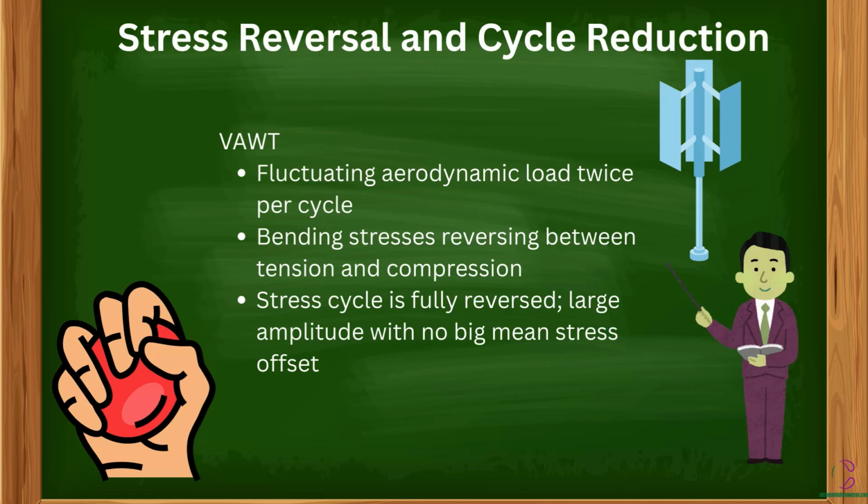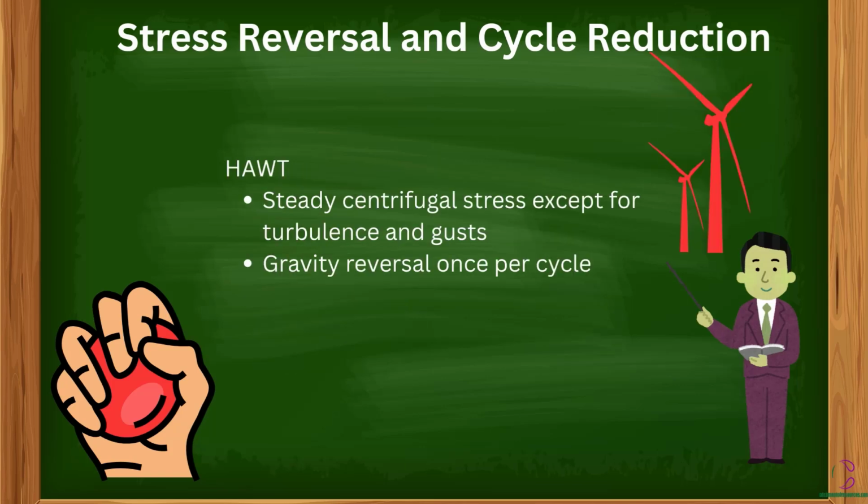it may look close for both the VAWT and the HAWT, you realize that for the VAWT you have fluctuating aerodynamic load occurring twice per cycle, then bending stresses reversing between tension and compression. The stress cycle is reversed, large amplitude is created with no big mean stress offset. So you see that you have extremes of stresses acting on the vertical axis wind turbine.